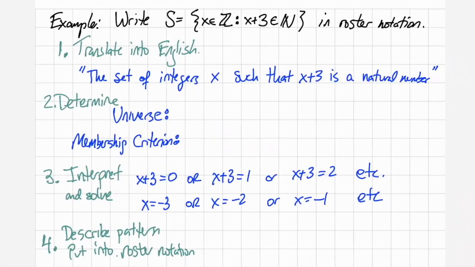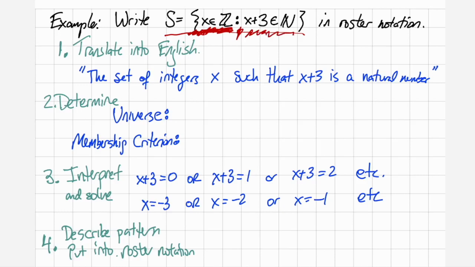Let's look at an example. So here's an example. Let's write the set S in roster notation. Okay, so the first thing we need to do is, this is fully in symbols, so let's translate it into English. So this is the set of integers x such that x plus 3 is a natural number.